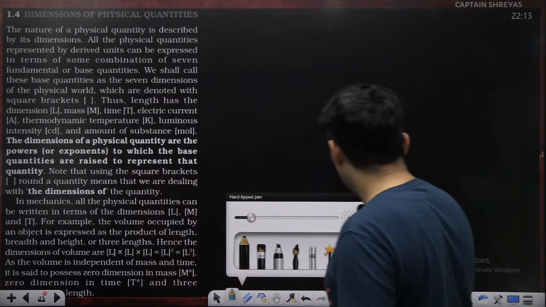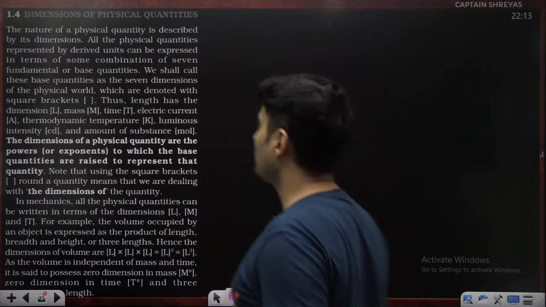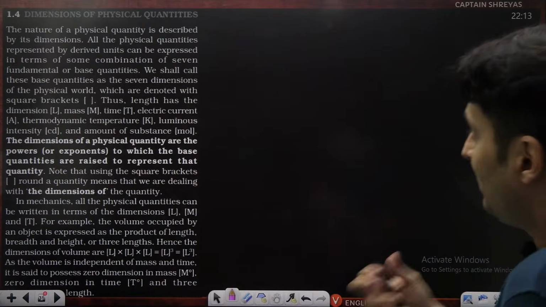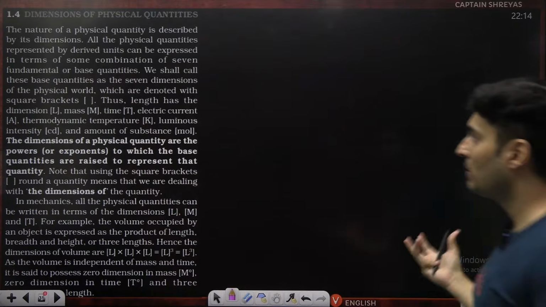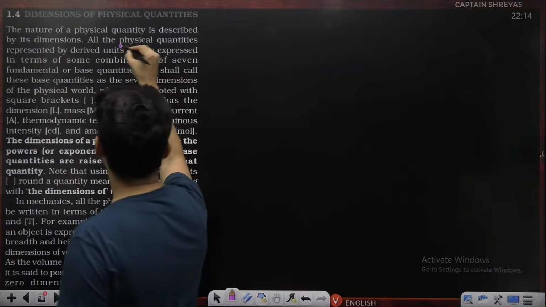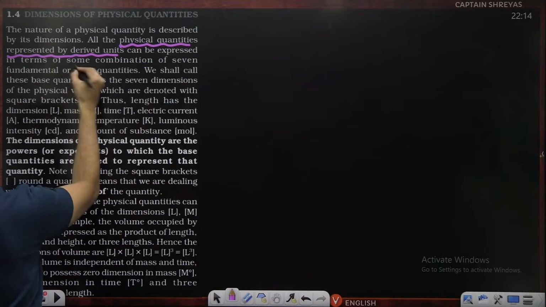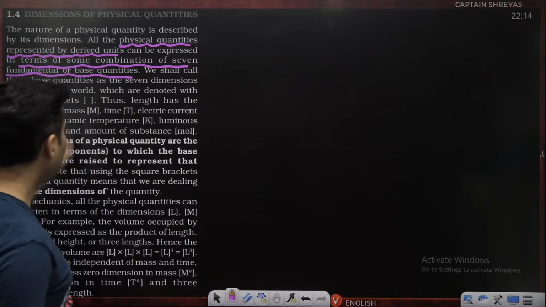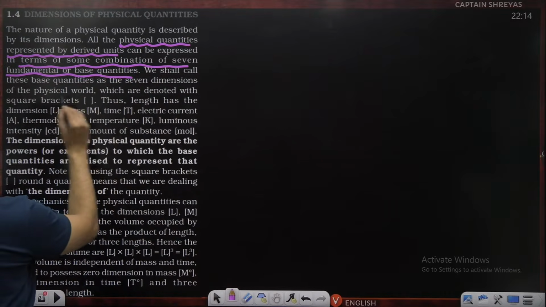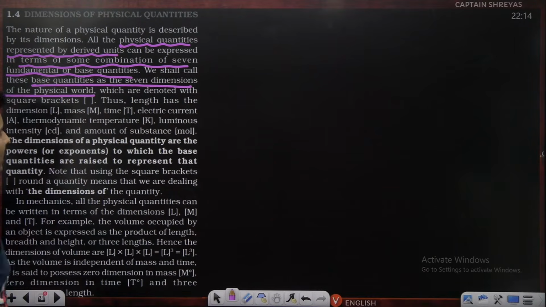So the meaning of a dimension, let's understand it. In nature, a physical quantity is described by dimensions. All the physical quantities represented by derived units can be expressed in terms of some combination of 7 fundamental units. This is very important. We shall call these base quantities the 7 dimensions. The base quantities are called the 7 dimensions of the physical world, and they are denoted by square brackets.